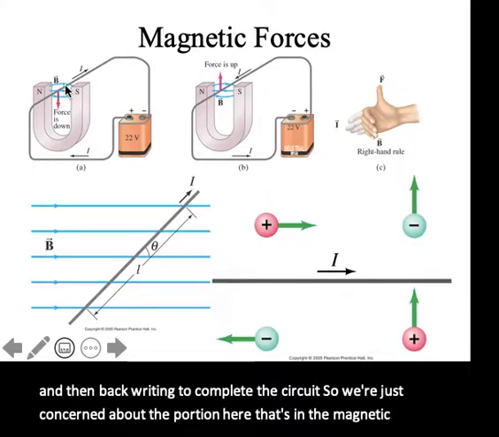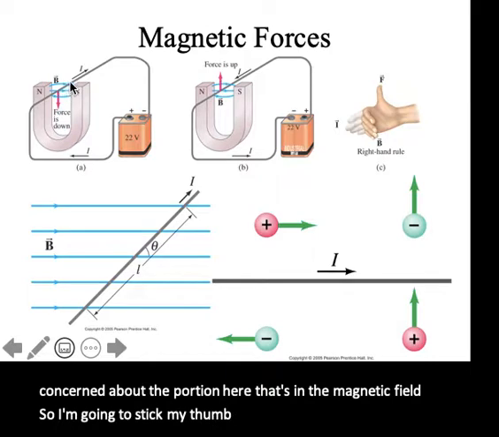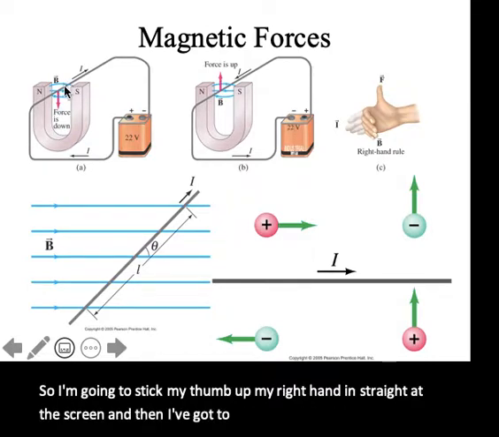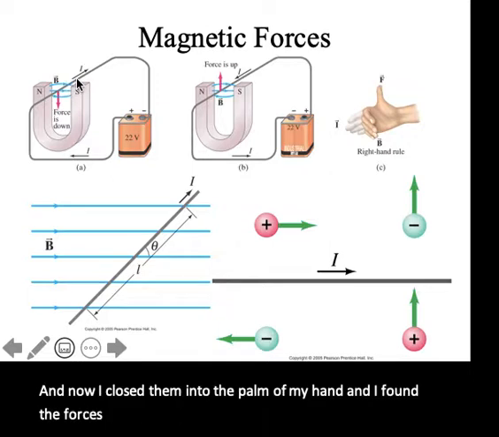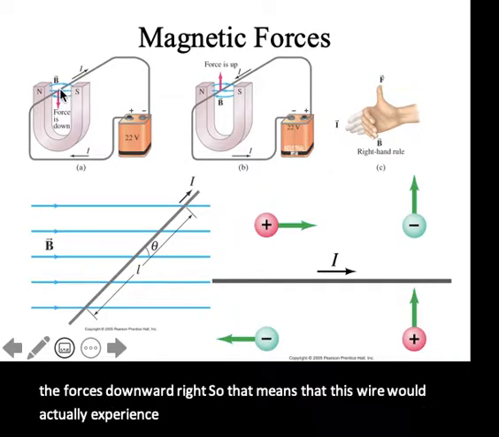So I'm going to stick my thumb of my right hand in straight at the screen, and then I've got to stick my fingers horizontally to the right, and now I close them into the palm of my hand, and I find the force is downward, right? So that means that this wire would actually experience a downward force inside of the magnetic field, right?